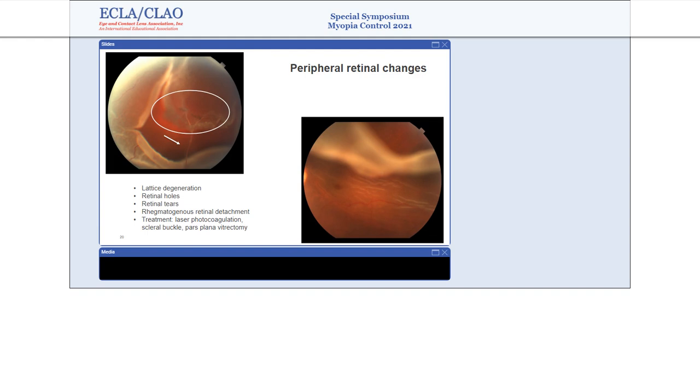There are other changes in the retina, including peripheral retinal changes. So we have lattice degeneration, retinal folds, and retinal tears. The top image is one of my patients who has lattice degeneration and has a break surrounding that. And then we also have another image of a macula-off retinal detachment. And these can, of course, lead to vision loss as well.